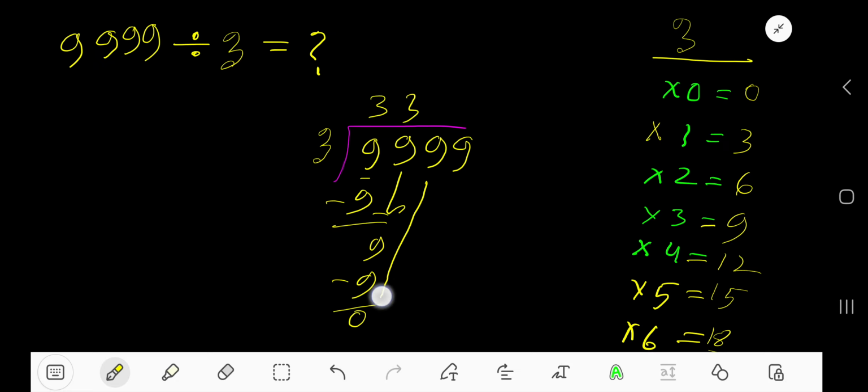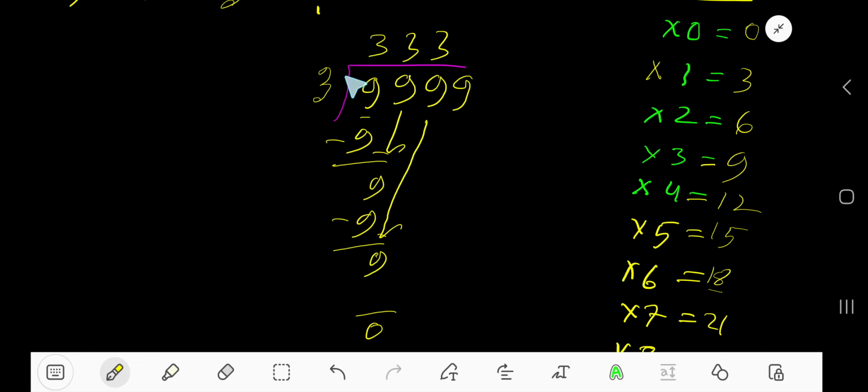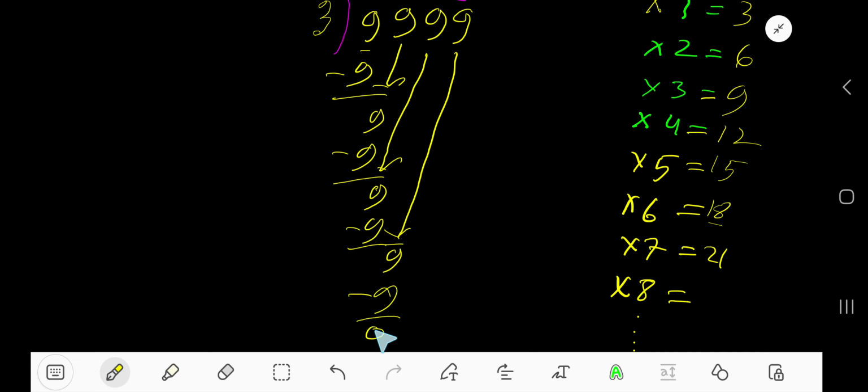Subtract, 0. Bring down this 9. 0, 9 means 9. 3 goes into 9 3 times. 3 times 3 is 9. Subtract, 0. Bring down this last 9. 0, 9 means 9. 3 goes into 9 3 times. 3 times 3 is 9. Subtract, 0.